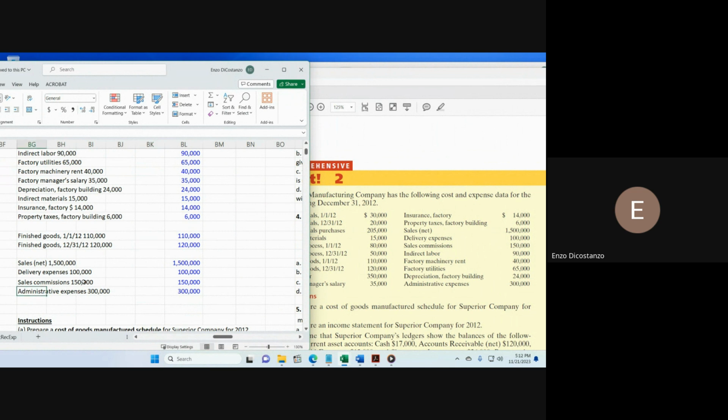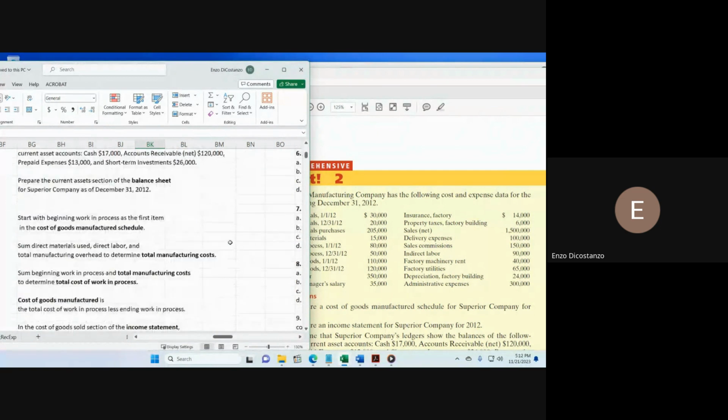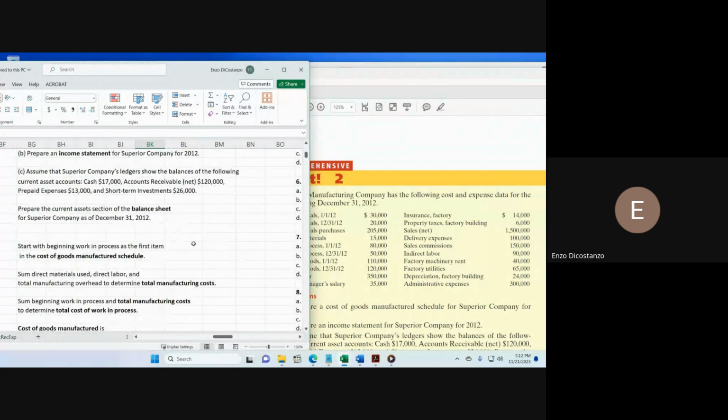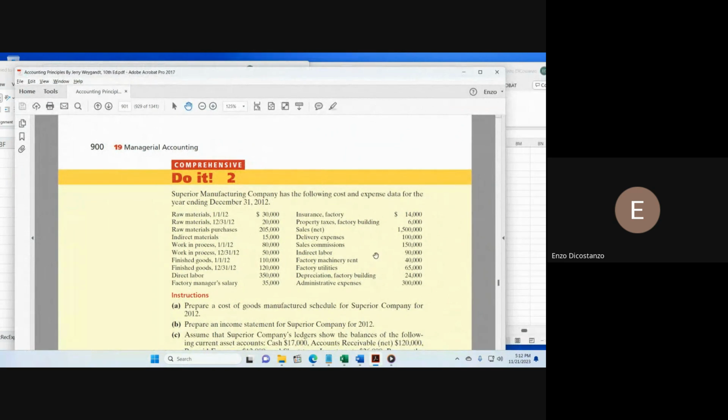I have these things typed in here, but you shouldn't do it like that. It should look like this. But we're doing educational stuff here, so there are still a little bit of training wheels on it. So let's prepare the cost of goods manufactured, and we have our whole process here. We start with beginning work in progress, adding up direct materials, direct labor, manufacturing overhead, all those steps. This is the data, and again, we sorted through it. Here's delivery expense, sales commissions, net sales. Those all go together.